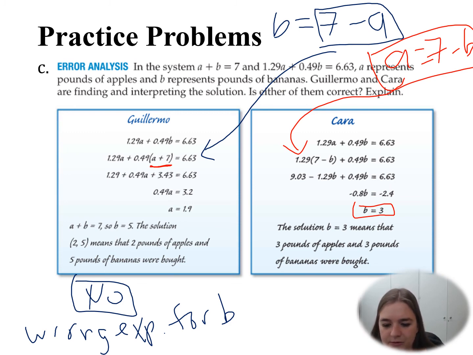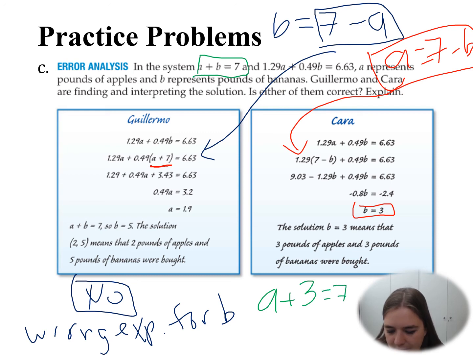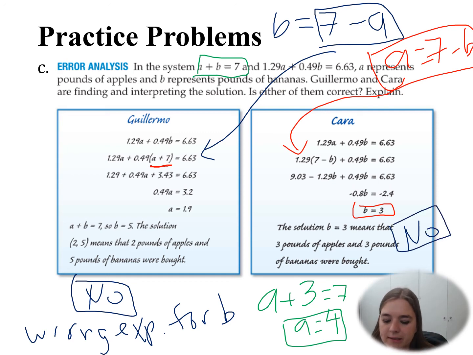I agree that b equals 3, so she has 3 pounds of bananas, but let's see if that's the correct number of apples. If I go back and I have that original expression of a plus b equals 7, a plus, well, now b is 3, equals 7, a should equal 4. So the final answer here for Kara is no. She is not correct. Neither Guillermo nor Kara were correct here. She has the wrong number of pounds, because she didn't go back and substitute into that first equation. Everything she did, all the work she showed was correct, but her final answer was incorrect.